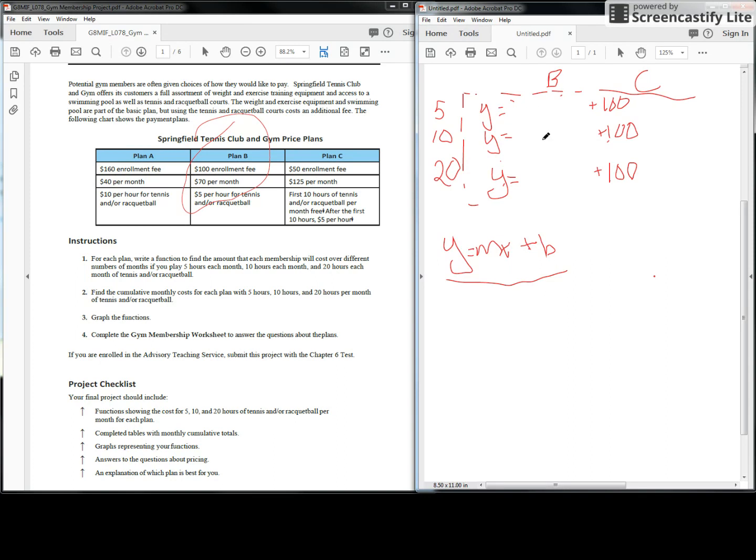So Plan B always costs $70 per month and $5 per hour of tennis. Now we are going to fill in the first blank, which is what if you play 5 hours of tennis every month? If you play 5 hours of tennis every month, that's 5 times 5. 5 times 5 is 25, plus $70 a month makes 95x.